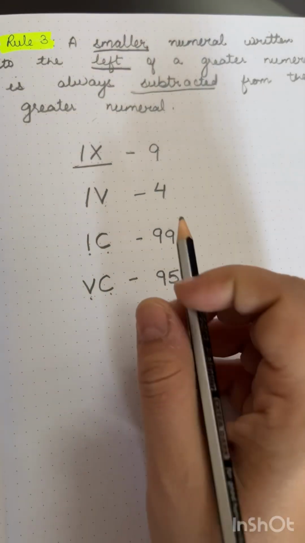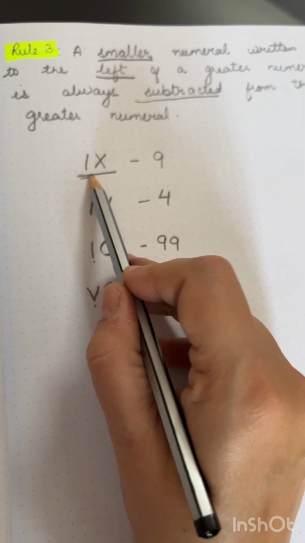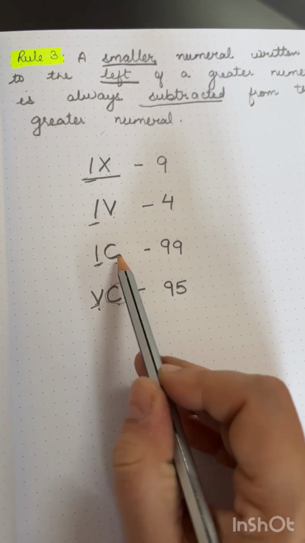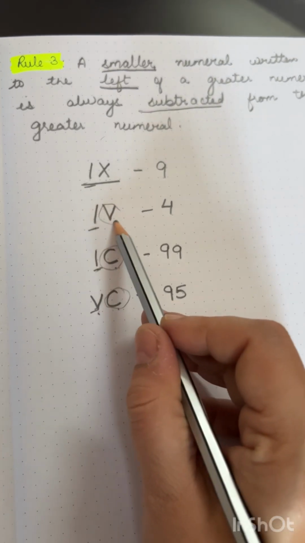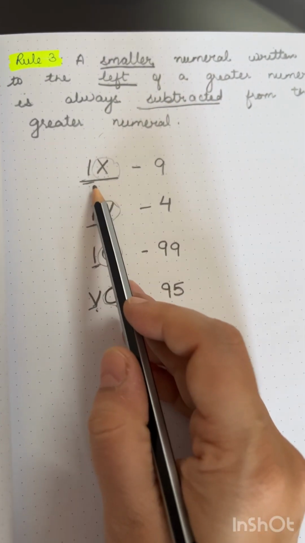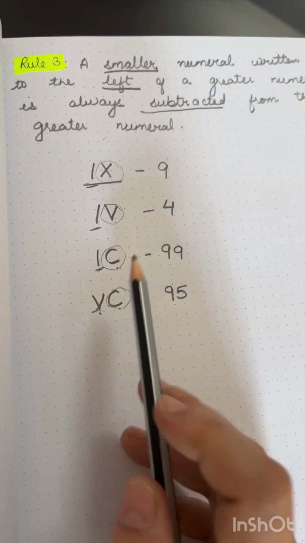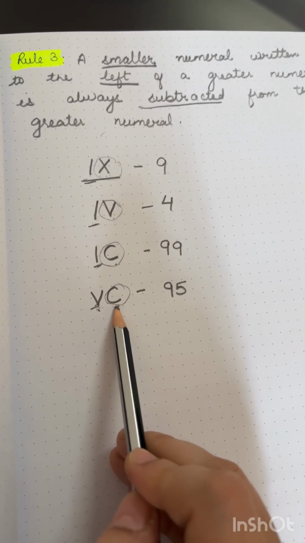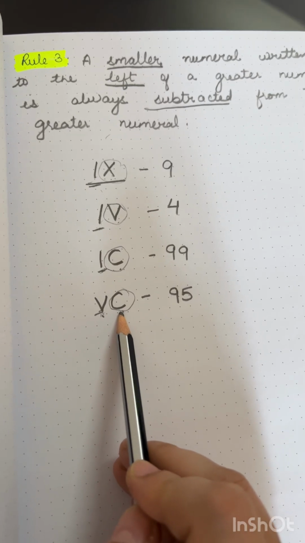Rule number 3 says if a smaller numeral is written on the left side of a greater numeral, you can see all the greater numerals are on the right side and all the smaller numerals are on the left side, then we are going to subtract the smaller numeral from the greater numeral.